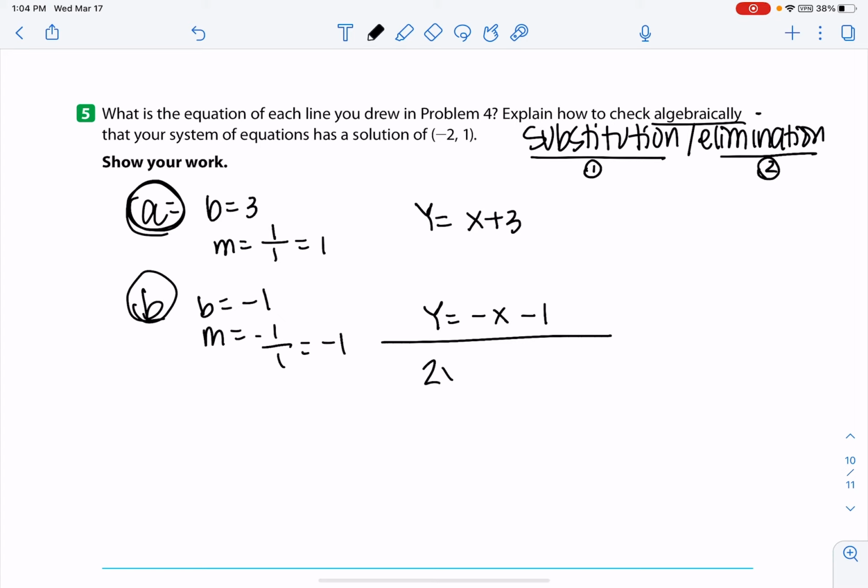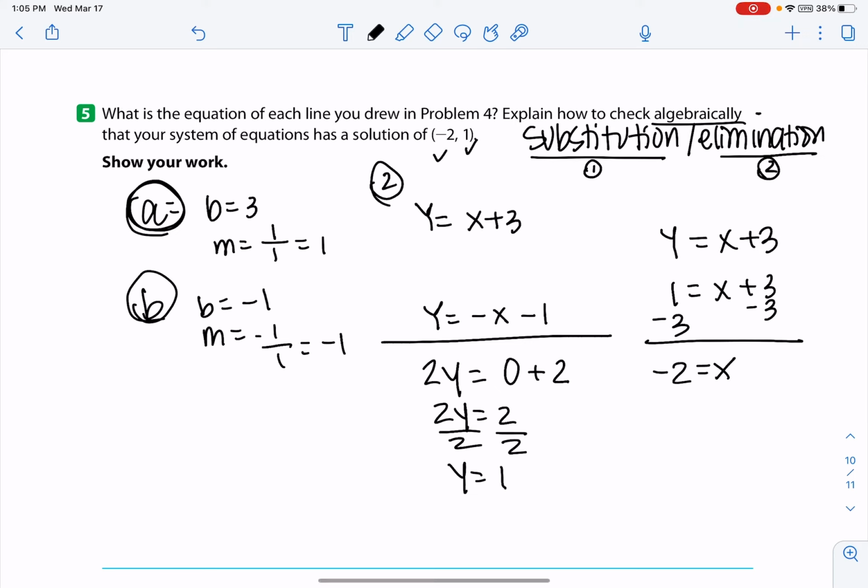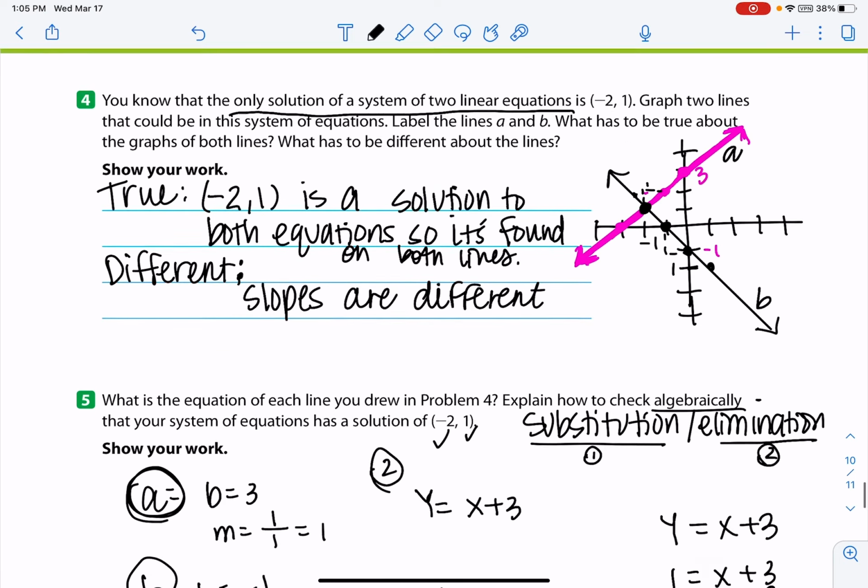So I'll have 2y equals 0 plus 2, and this is actually elimination first. Do that method first. And then I really have 2y equals 2, divide by 2, divide by 2. Y must equal 1, which matches. And then I just find my x. So I know that y equals x plus 3. So 1 equals x plus 3. I'll subtract 3. X equals -2, and that also matches. So elimination works. So I know for a fact this is my solution, which obviously makes sense because that's what I drew it to be.